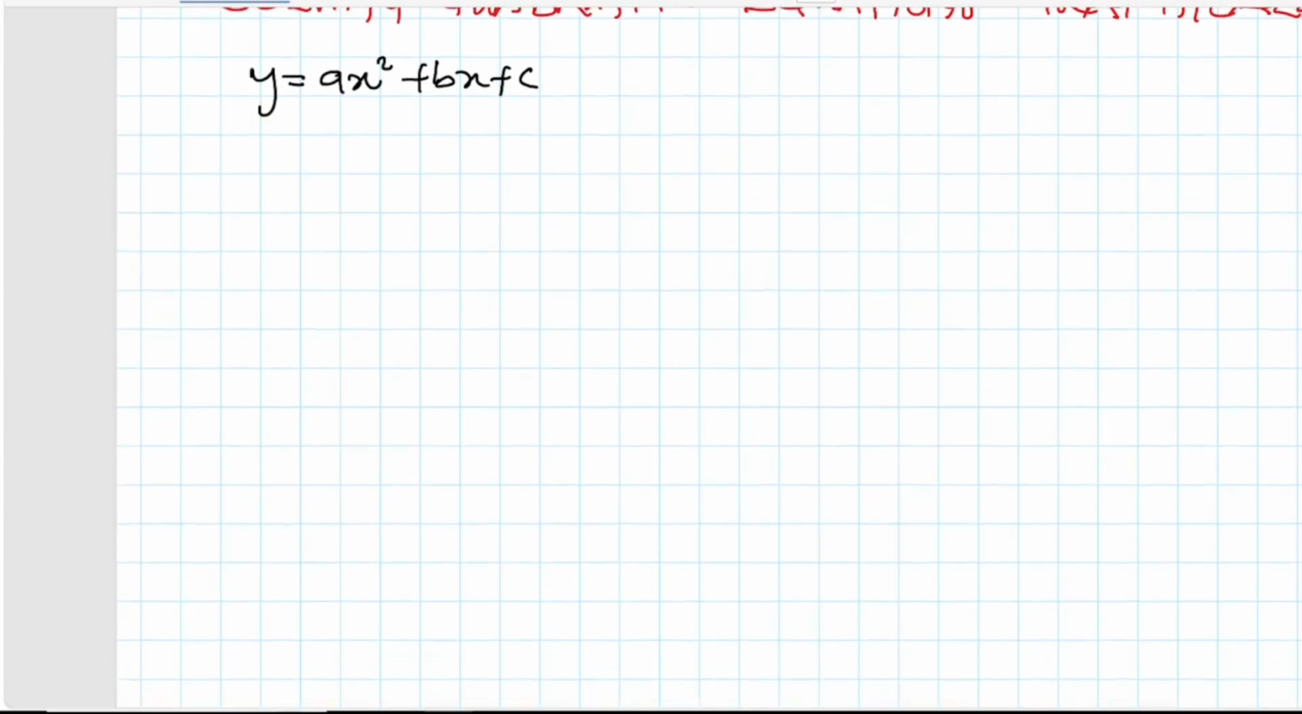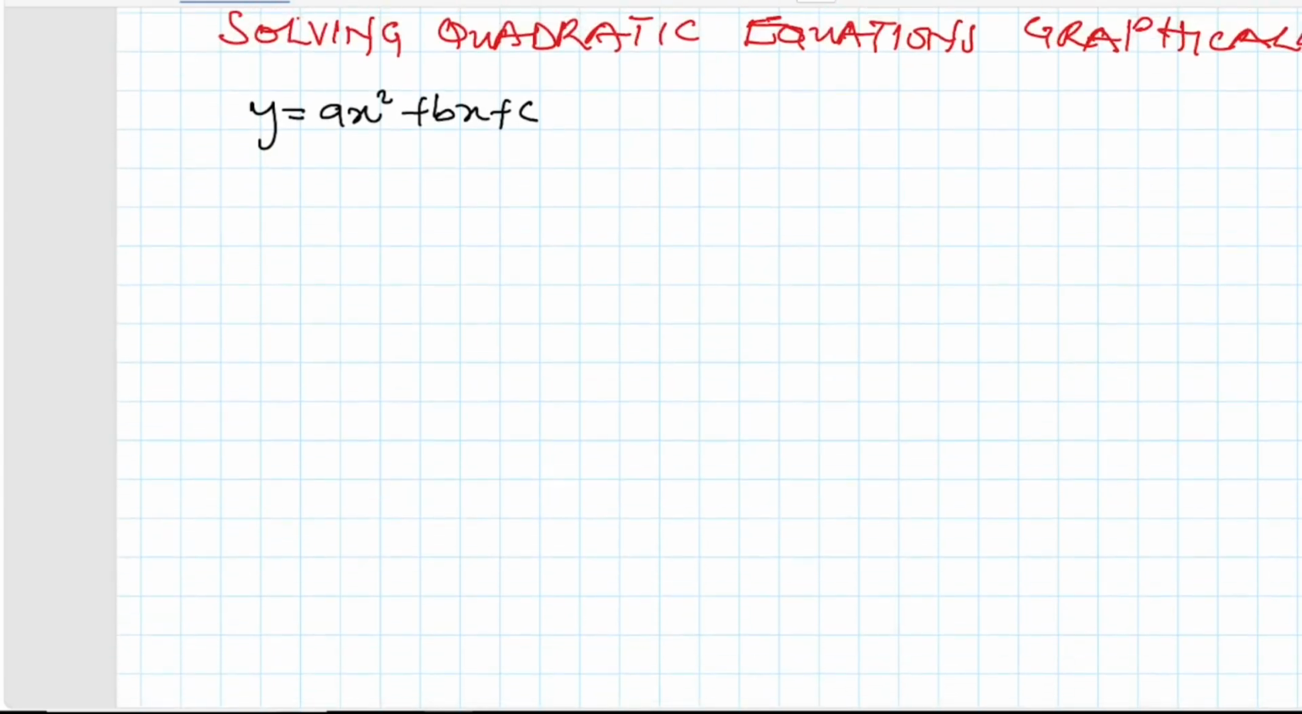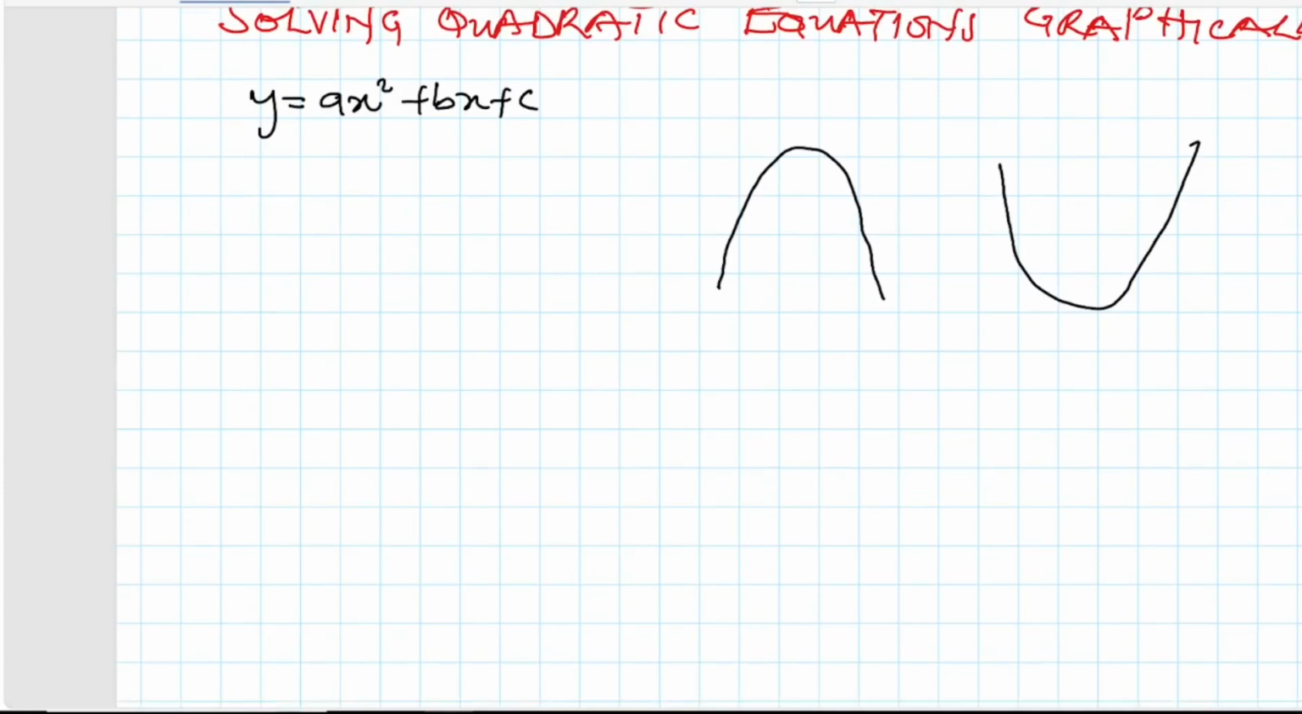So the curve or graph of a quadratic equation is called a parabola, and that's how a parabola looks like. So this shape or this shape. These are the curves of a quadratic equation. So all the time whenever we sketch a quadratic equation, the curve is going to look like this: curve number 1 or curve number 2.